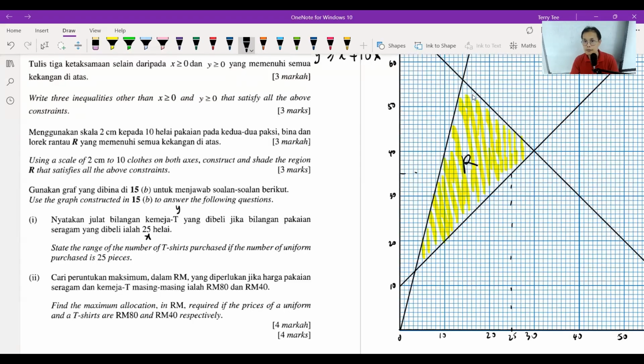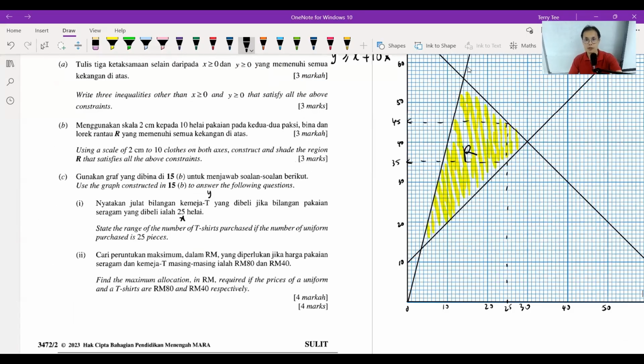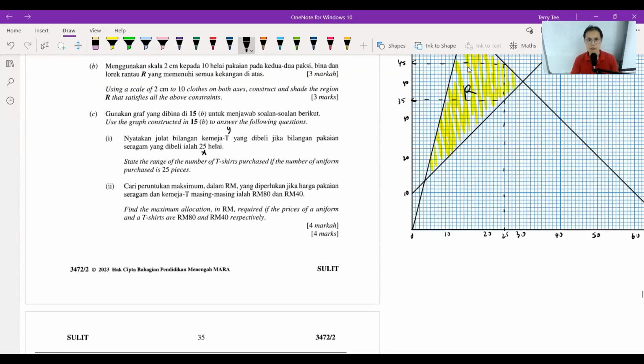This is 35 to 45. 45 is here. Okay, 35 to 45. So the julat for y is between 35 to 45. So let me write here C Roman 1, 35 to 45. Okay, next.